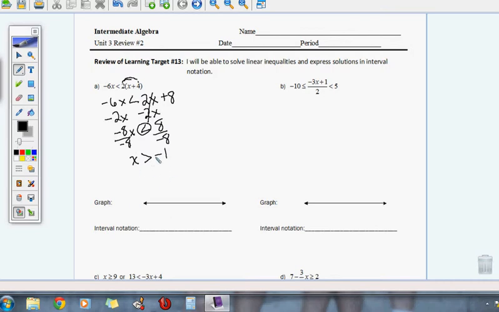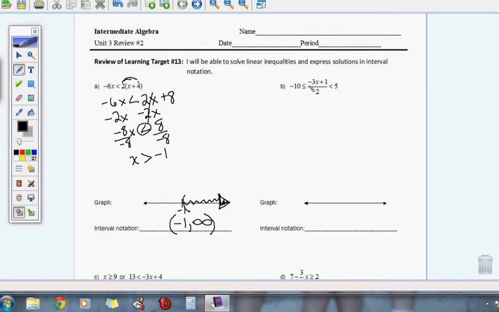And to graph here, I know that means to the right of negative 1. So I just put on my number line a negative 1. I have a parenthesis, and I'm going to shade to the right. So in interval notation, this means that we have negative 1 as our starting point, not including negative 1. That's what the parenthesis means. And we're going to go to infinity, and we put a parenthesis on the infinity.